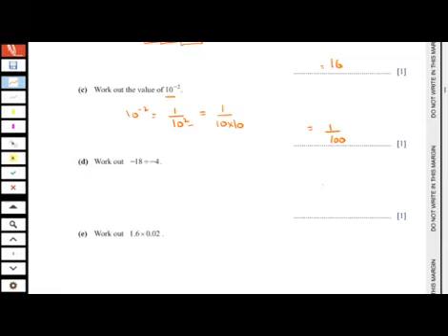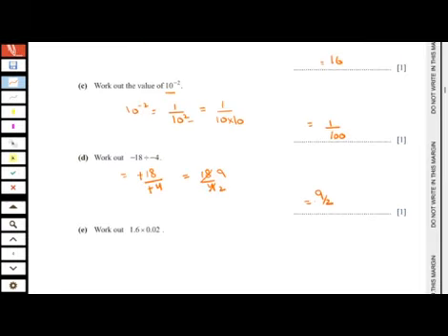Part D, work out minus 18 divided by minus 4. So we can write it as minus 18 divided by minus 4. The negative sign will cancel with the negative sign. We have 18 divided by 4. We can cancel it: 2 twos are 4, 2 nines are 18. So the answer is 9 divided by 2.